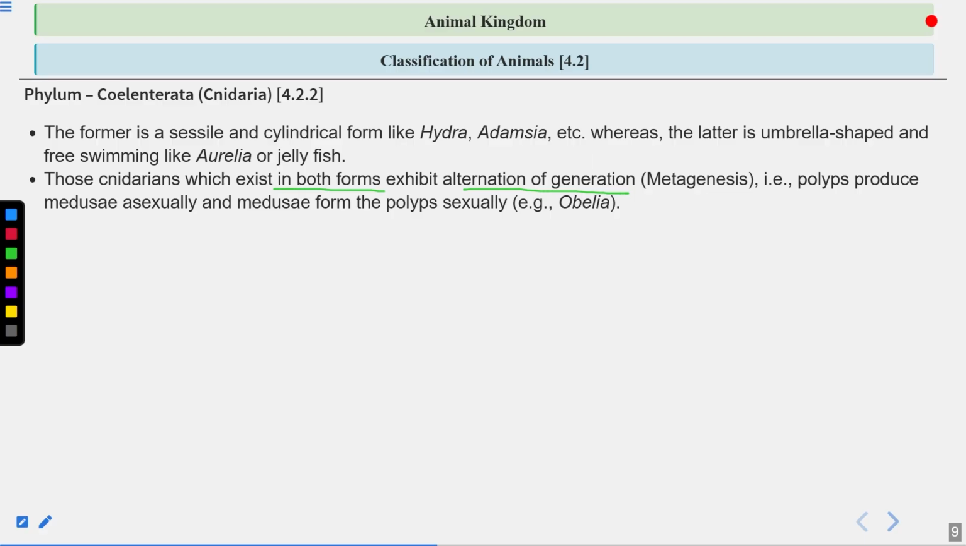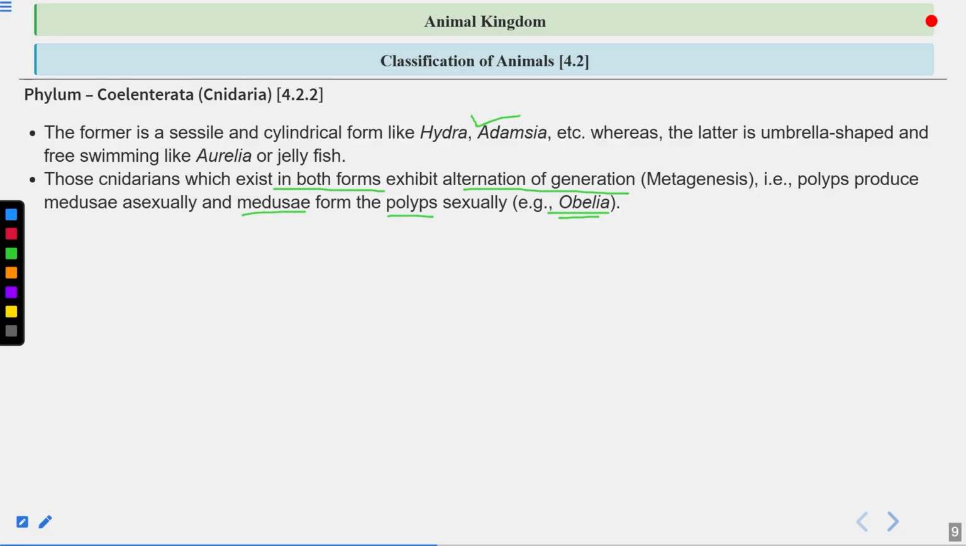Right? But some of the organisms have only polyp or only medusa. Only polyp stage is there, or only medusa stage is there. But there are some examples in which both the medusa and polyp stage exist. That we see here in the case of Obelia. Obelia is another example in which we see the medusa as well as the polyp stage. So this is very, very important to note down.